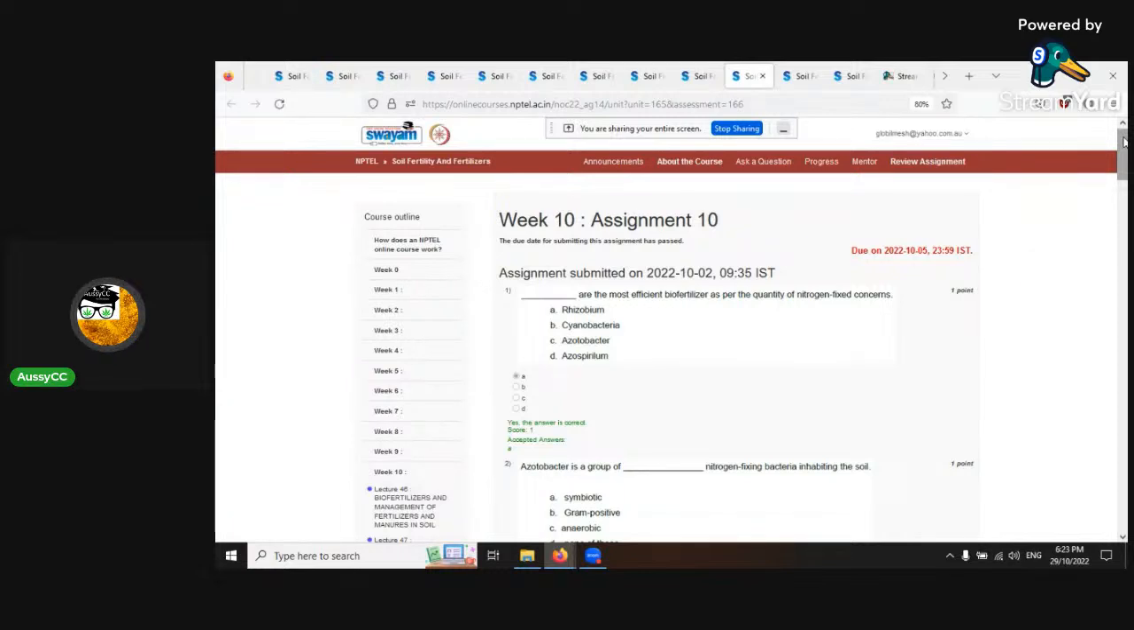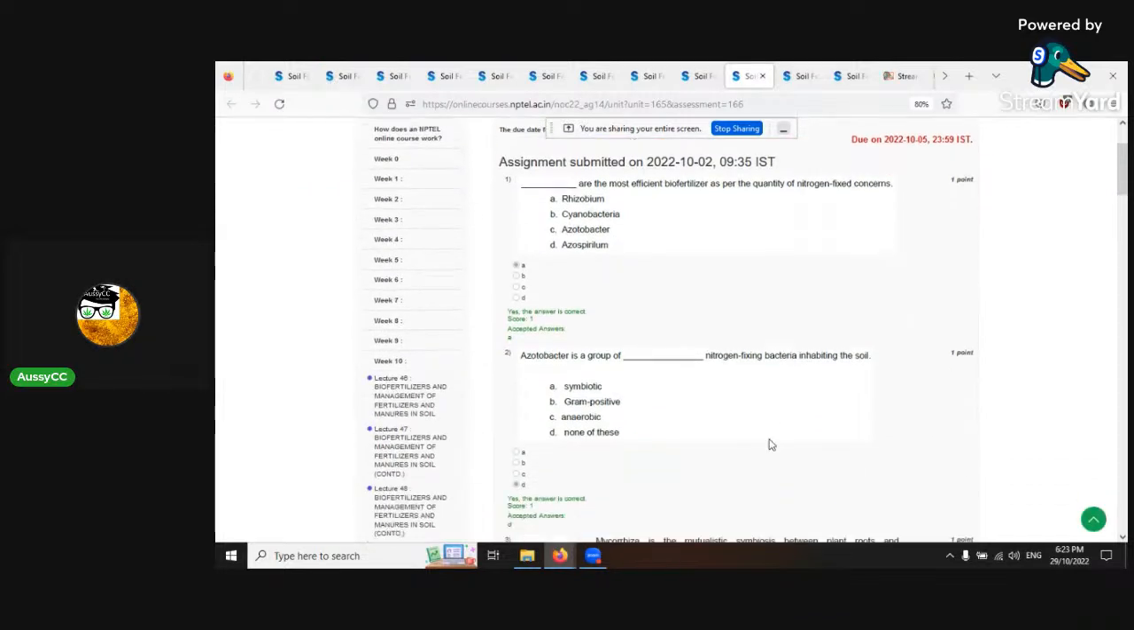Something is the most efficient biofertilizer, rhizobium. It doesn't work with cannabis, but rhizobium is really rad. It makes little root nodules, works really good, and refeeds the plants. That's another project for myself. Azotobacter is a group of non-symbiotic bacteria. So it's none.